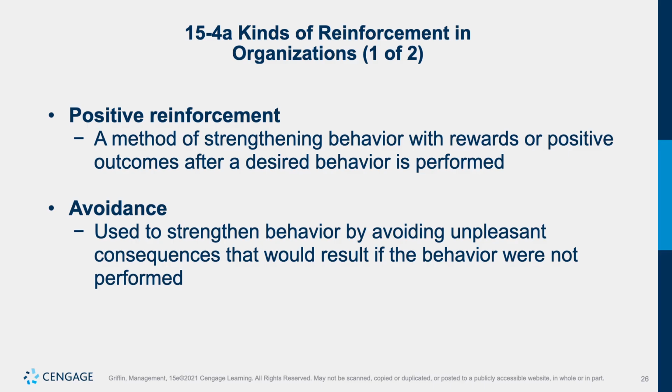Now, avoidance is used to strengthen behavior by avoiding unpleasant consequences that will result if the behavior were not performed, right? So avoidance would be about allowing the employee to avoid an unpleasant consequence. Avoidance occurs, for example, when an employee comes to work on time to avoid a reprimand or query, right? So they are trying to avoid a punishment, more or less. Or maybe when a student shows up to class so as not to be penalized, if for instance attendance carries some points.